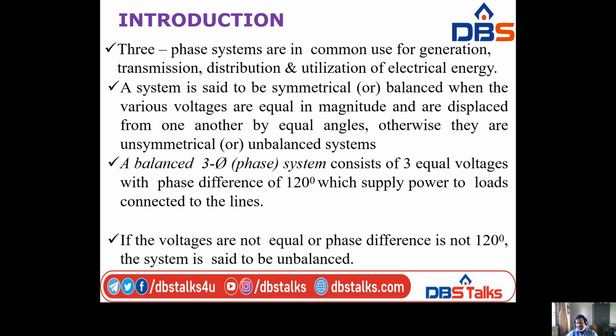A balanced three-phase system consists of 3 equal voltages, V1, V2, V3, with a phase difference of, as usual, 2 pi by 3, that is equal to 120 degrees, which supply power to loads connected to the lines. If the voltages are not equal and the phase difference is not equal to 120 degrees, then the system is said to be unbalanced or unsymmetrical.